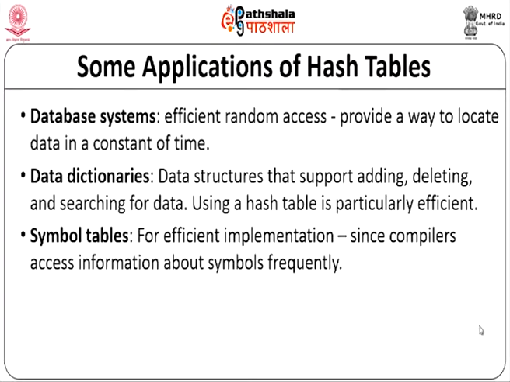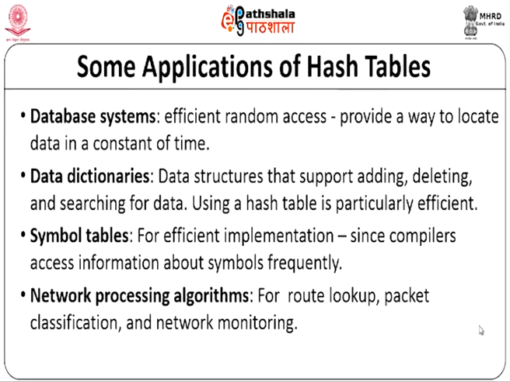Then symbol tables, where you again have a table. For efficient implementation, compilers use hashing to store the symbols. Network processing algorithms for route lookup, packet classification and network monitoring normally use hashing. So, you will see that hashing is used wherever a lookup is necessary: database systems, data dictionaries, symbol tables, compilers and networks. Many computer science topics require this lookup, and whenever you have a lookup, a hash table is a good way of doing it. That is what we are trying to say.